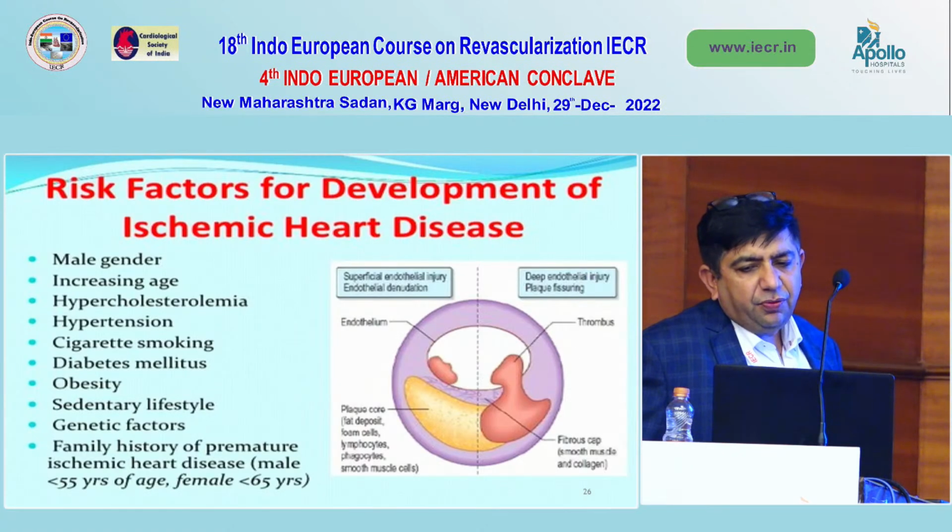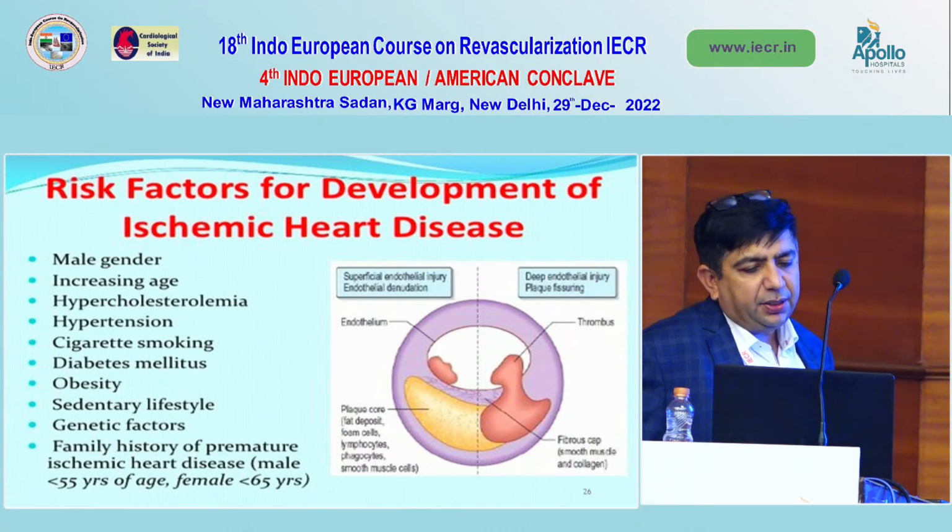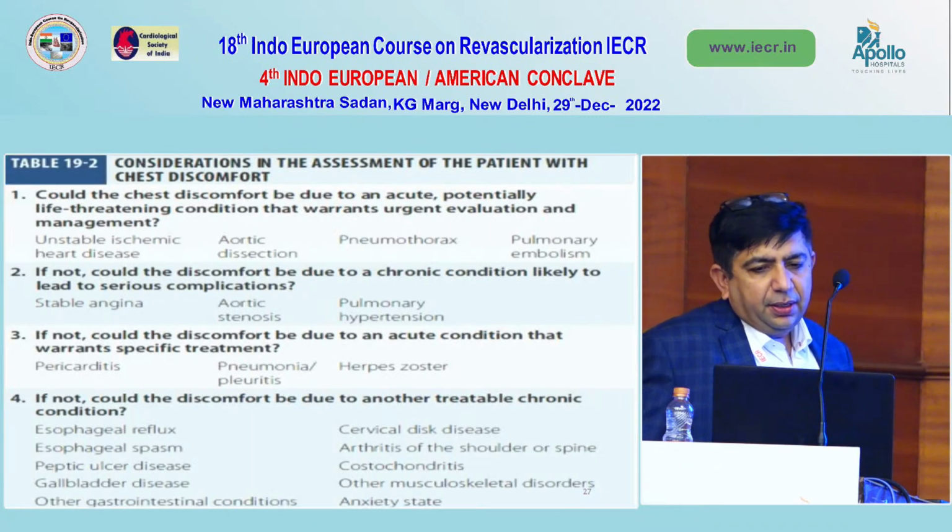These are some risk factors for development of ischemic heart disease: male gender, increasing age, hypercholesterolemia, hypertension, cigarette smoking, diabetes mellitus, obesity, sedentary lifestyle, and genetic factors.